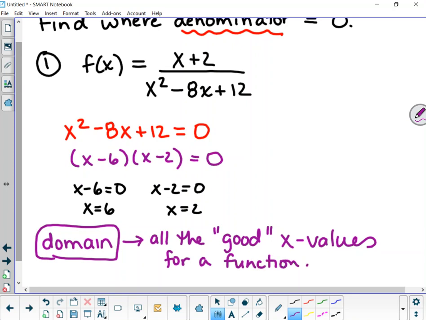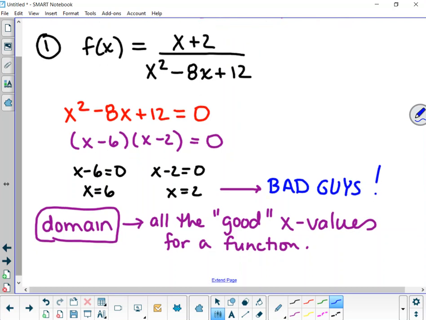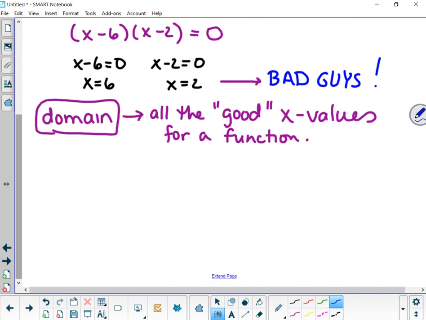Some function graphs are just individual points, and so the domain is just individual x numbers. Some functions have all the real numbers as the domain, negative infinity to infinity. Polynomials have negative infinity to infinity as their domain. All the x numbers for a polynomial are good. And if you're saying, well, what do you mean good? I mean, they make the function work. And these denominator zeros are actually bad guys.